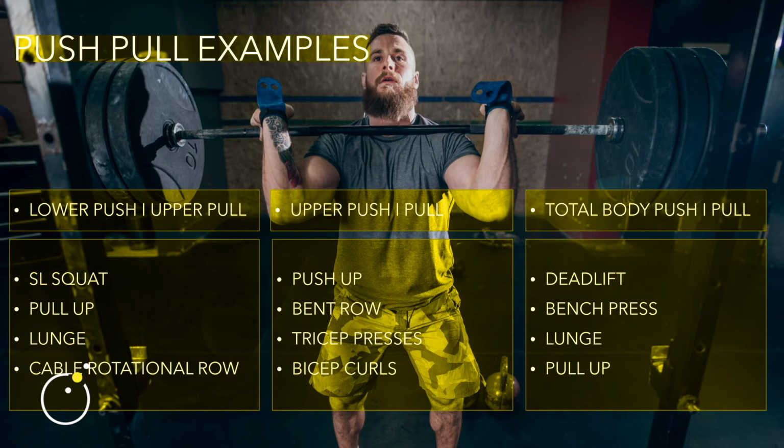So if you look at that, we're actually going between lower body and upper body, lower body and upper body. This is total body, but we're also pushing and pulling for the lower body and pushing and pulling for the upper body. Whereas in example 1, it was only push for the lower and pull for the upper.